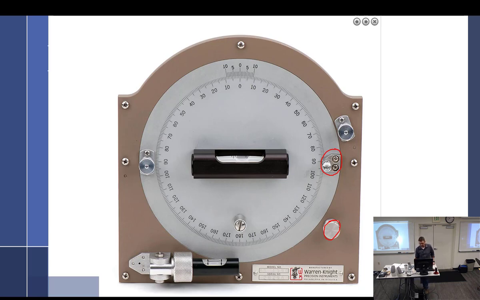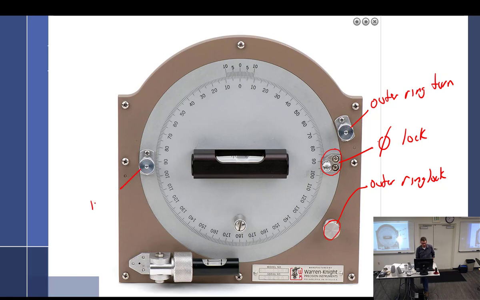Let's see. So you could draw a little picture of this if you wanted. Outer ring lock. That one's the zero lock. Locks the 2 zeros together. All right, so we're going to loosen that up. And yeah, this one is the outer ring. Outer ring turny thing, and this is the inner ring turny thing. Sorry to get all technical on you guys like that.